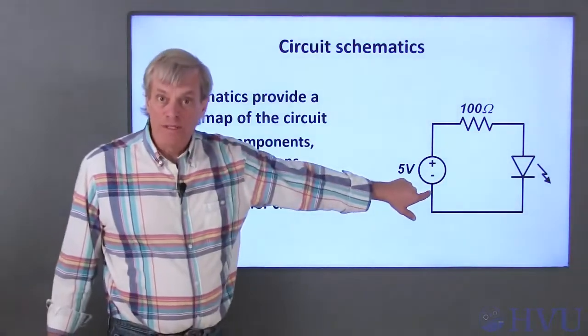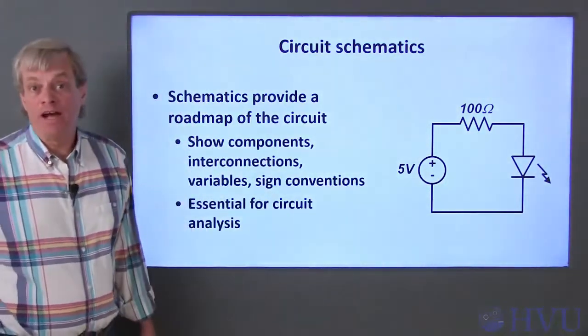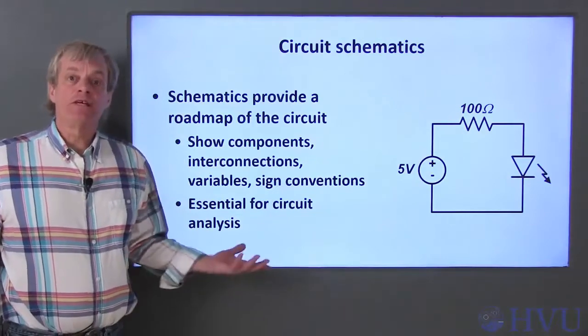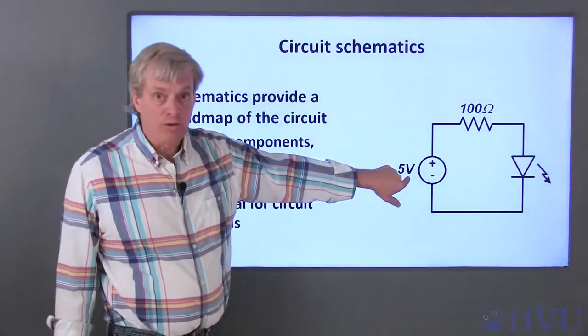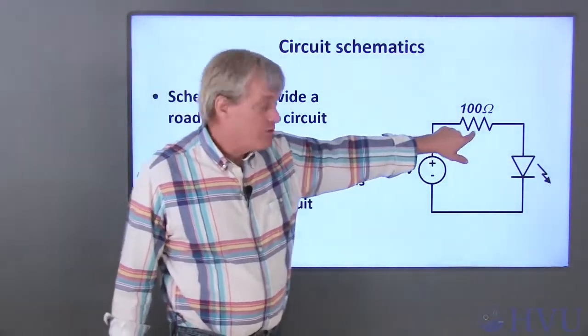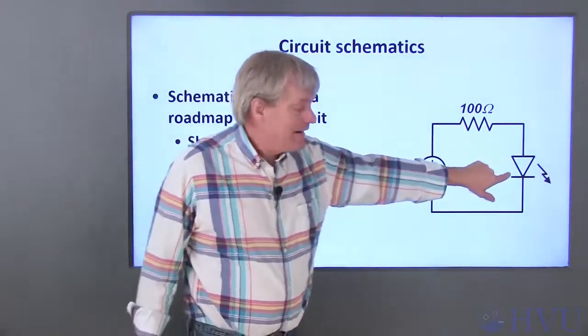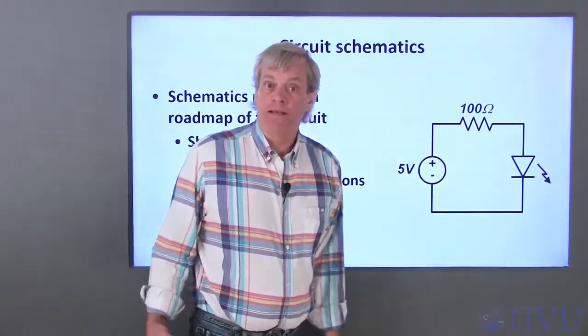We're just concerned with building this circuit, so I don't need to define any variables. The circuit contains three elements: a 5-volt voltage source that provides power, a resistor to limit the current, and an LED that lights up when current passes through it.